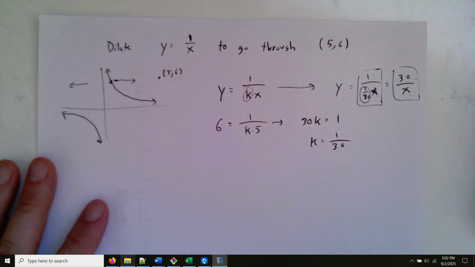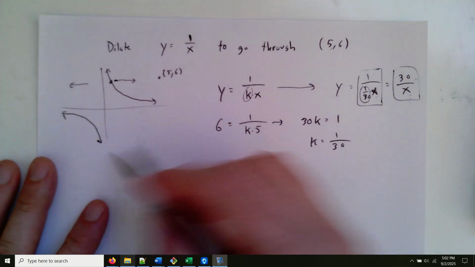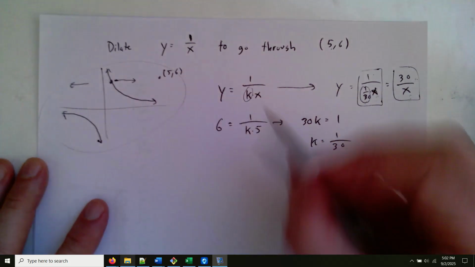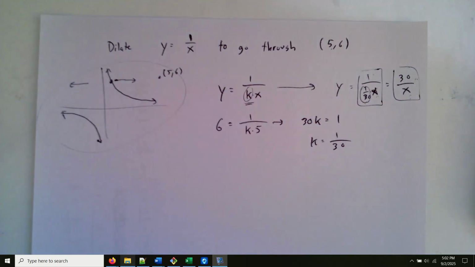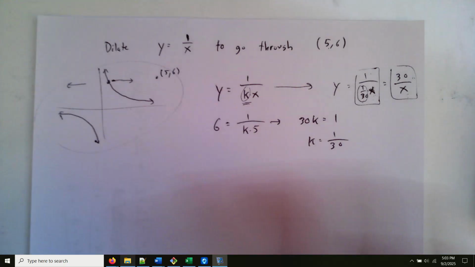So that's the idea. The idea is imagine what you're trying to do, and then set up a variable for the transformation you want. So it could be a dilation or it could be a translation, and then plug in values to solve for what you want.